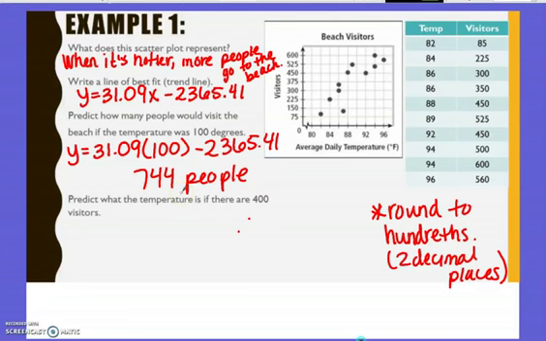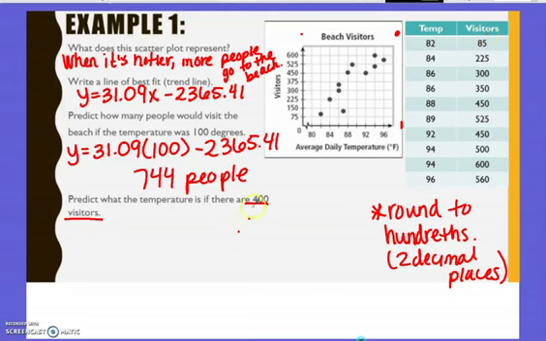And we can check that, because this is like 96, 98, 100 would be about right here. And 744 would be about right here. So if I put a point right there, that's in line with the other points. Okay? This last one here says, predict what I need to know what the temperature is if there are 400 visitors. So we got to think, 400 visitors. Is the visitors the x value or the y value? Well, it's the y value.